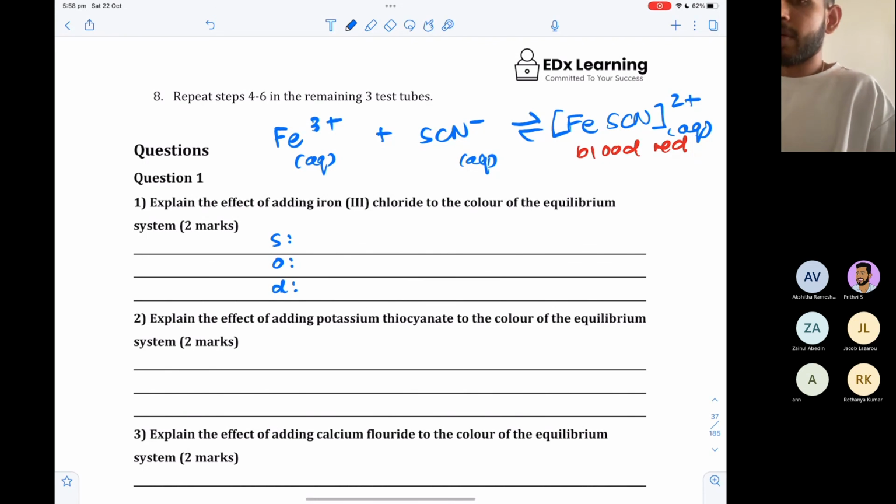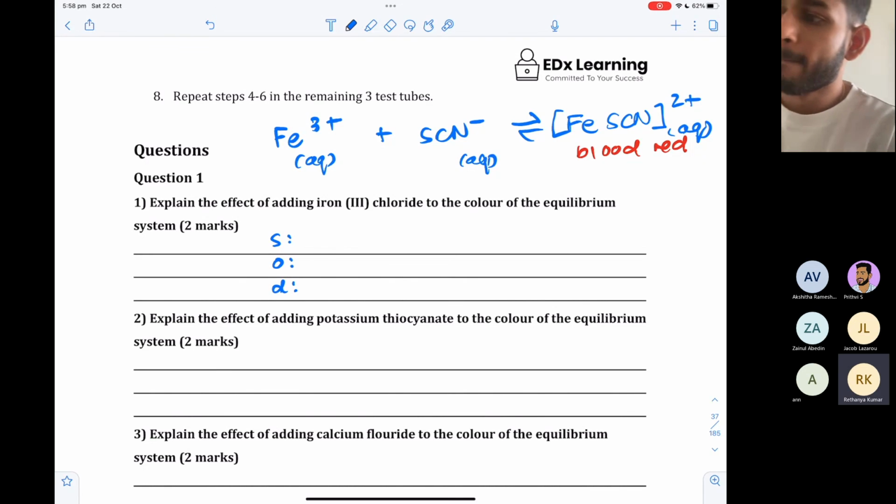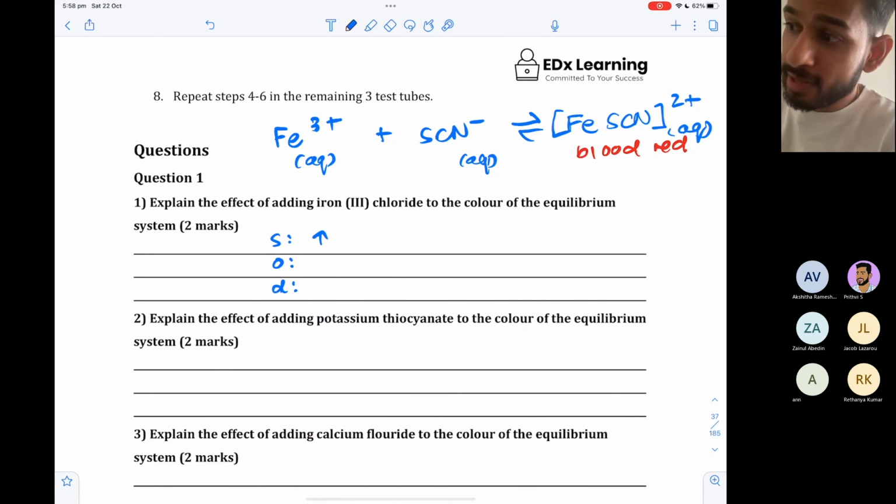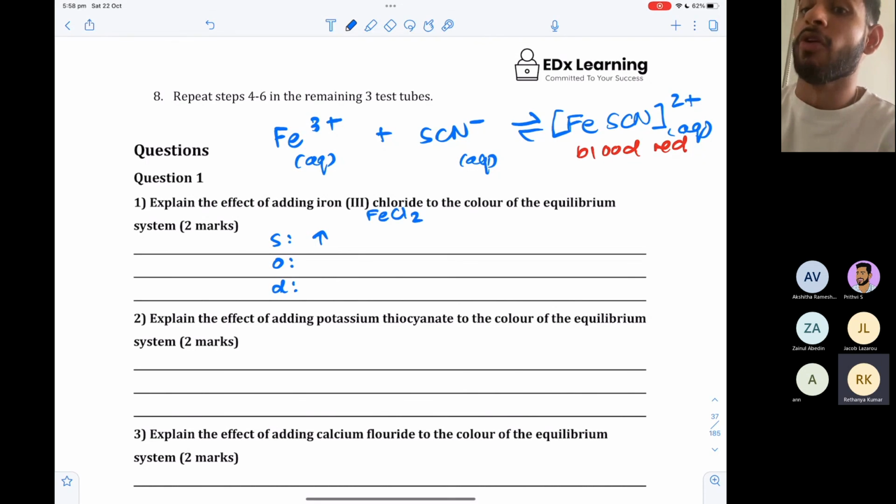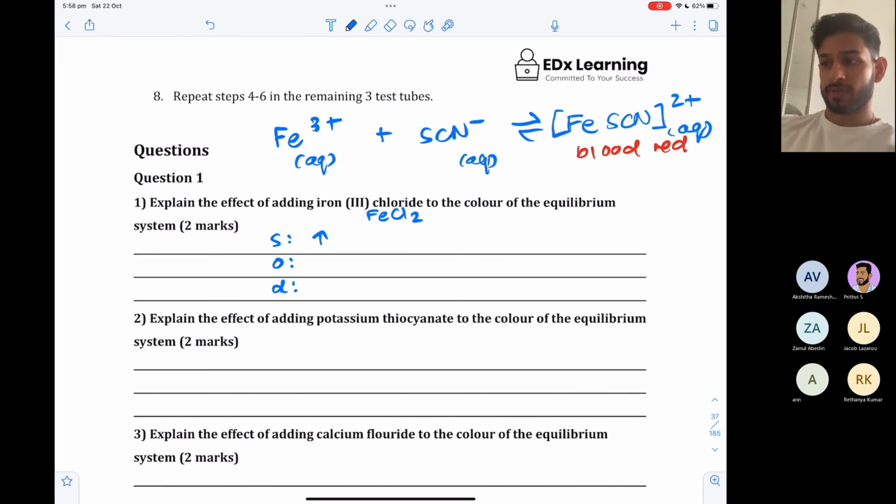What are the answers to those 3 questions? Stimulus, opposite, and direction. Give it a go. You're increasing concentration. Yes. So the opposite is decreasing concentration. Of what? This is where you have to be very careful. What are you increasing the concentration of? Of iron. Good. Fe 3+.